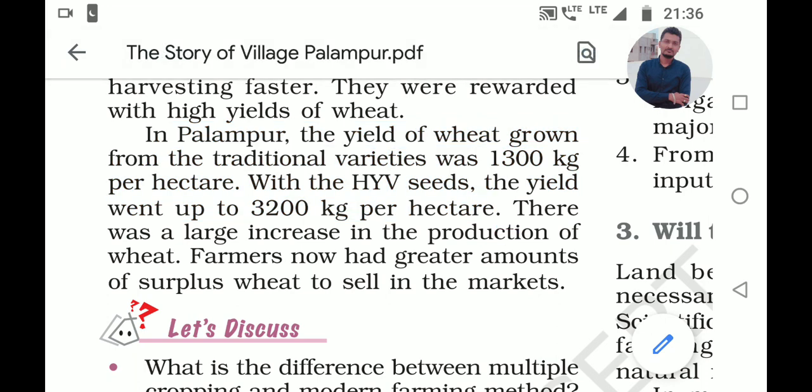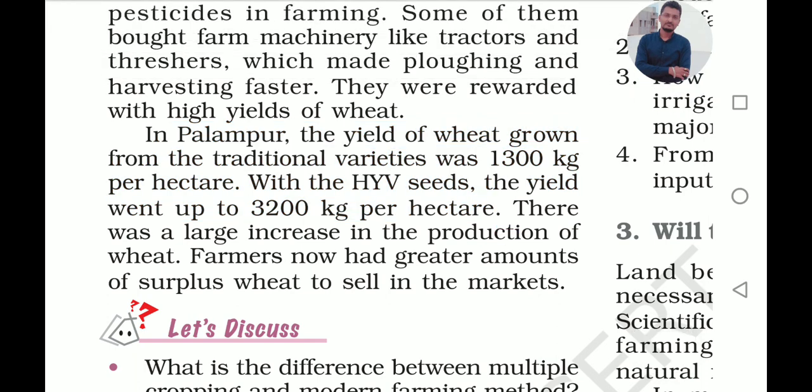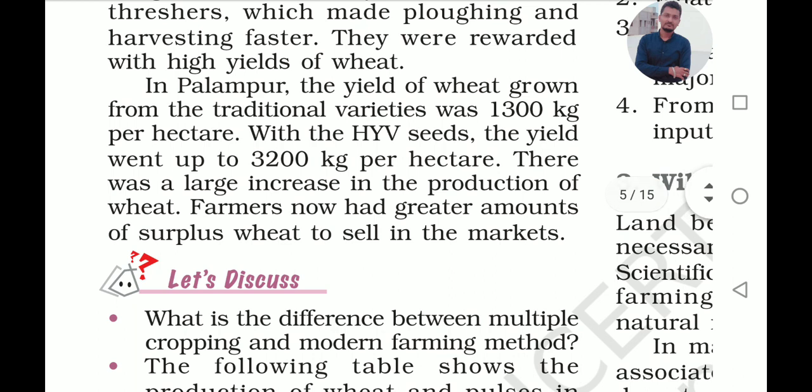There was a large increase in the production of wheat. Farmers now had a greater amount of surplus wheat to sell in the market. Earlier, after consumption, they had only a little produce left, but now they are getting a much greater amount of surplus, and with the sale of produce they will get more money, and they will develop more. Now they can get the best produce, and their livelihood will also become better.